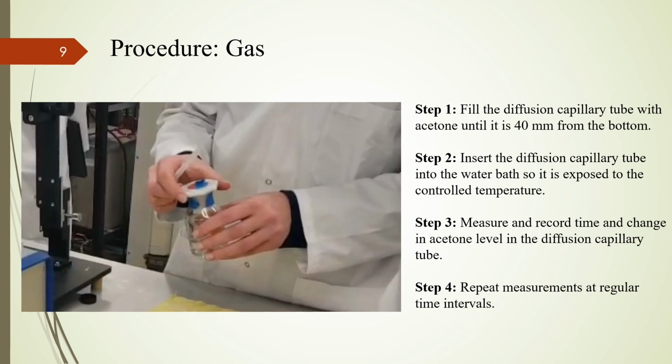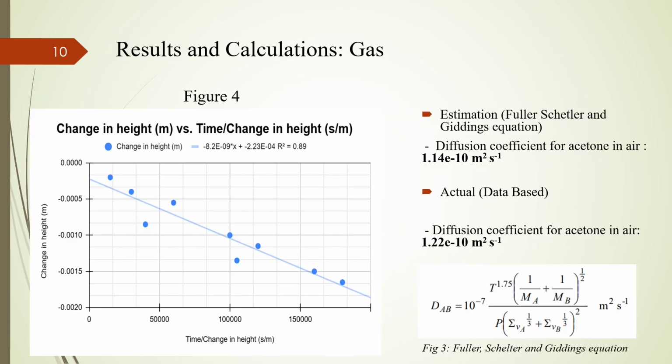In order to quantify our results, the Fuller, Schettler, and Giddings equation was used to estimate the diffusion coefficient of acetone in air. We then plotted the graph of the change in height of the acetone over the time divided by the change in acetone level. Using linear regression, we were able to find the value of K, the y-intercept of the graph, a constant that enabled us to calculate the diffusion coefficient. The estimated value for the diffusion coefficient was around 7% different from that calculated using our data.